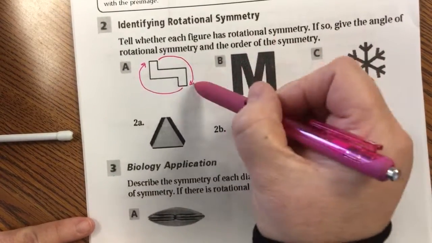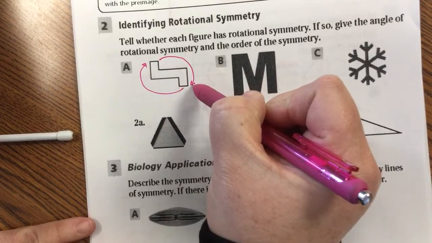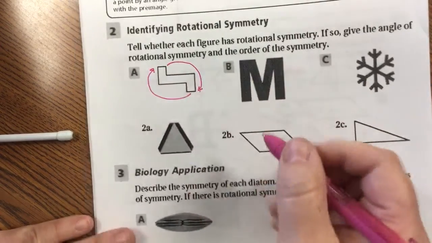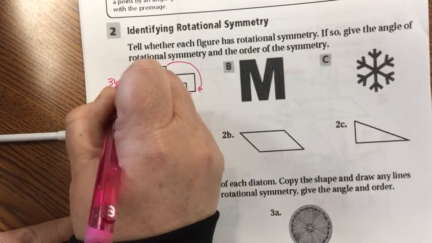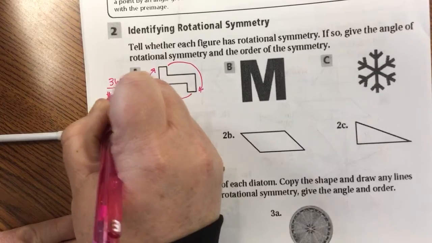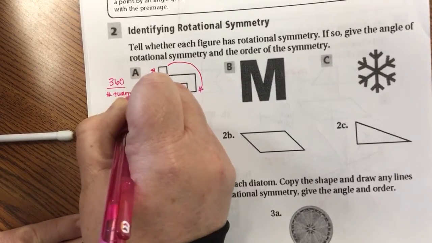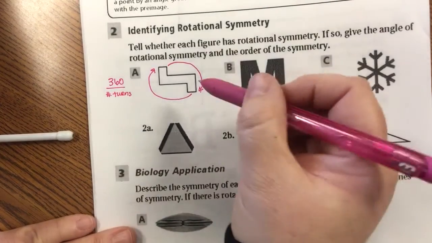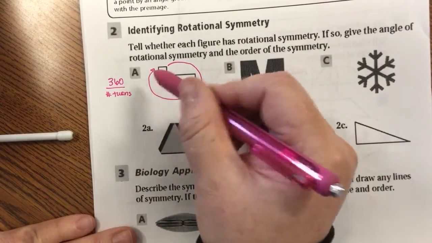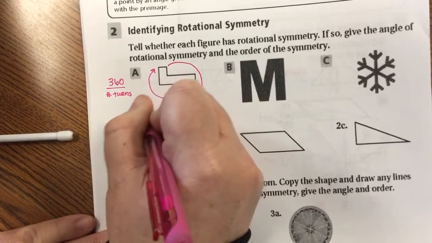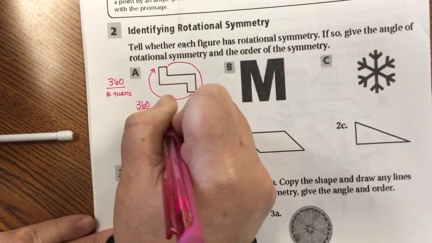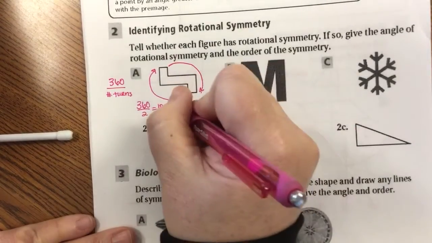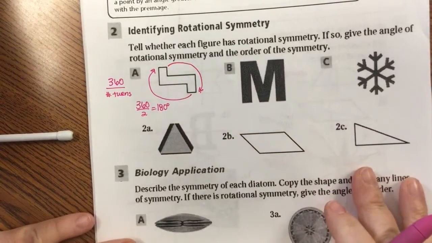Well, think about it this way. I had 1, 2 turns. So if I take 360 divided by the number of turns, I will have the angle of rotational symmetry. In this case, I had 1, 2 turns, so 360 divided by 2 equals 180 degrees. So that would be my rotational symmetry.